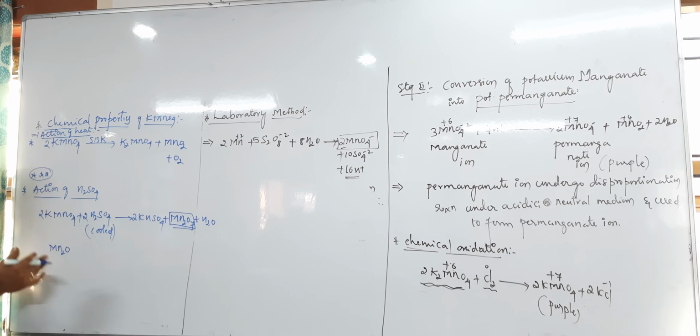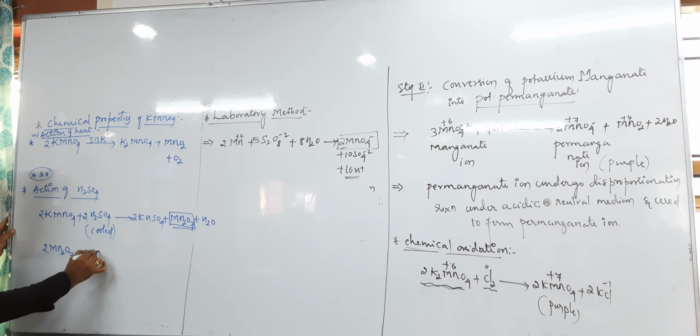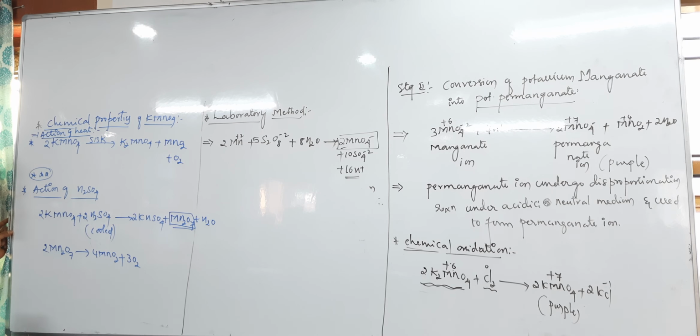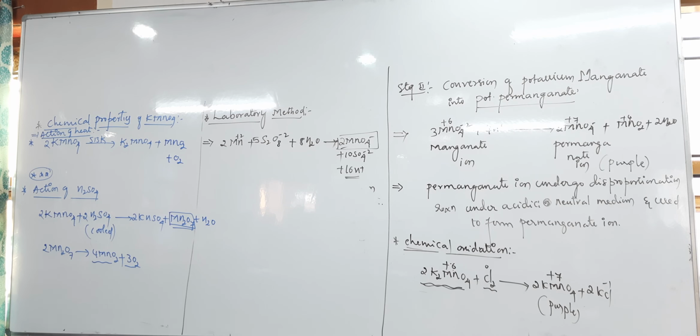So thereafter, Mn2O7, which is unstable, forms 4MnO2 and, as 2 sevens are 14 and 4 is 8, we got 3 moles of oxygen. 3O2 formation happens, look. So in the action of sulfuric acid, if it is cooled, the product form changes.